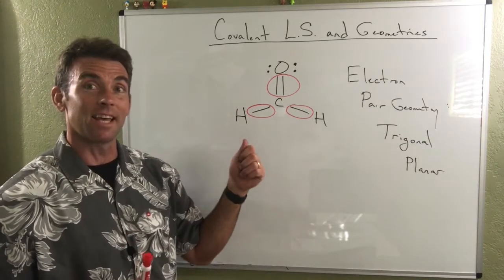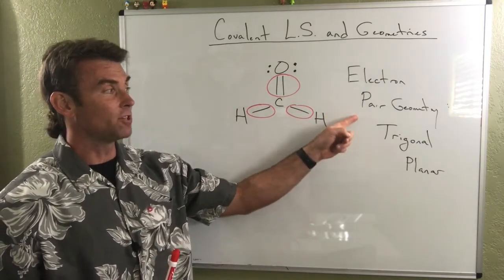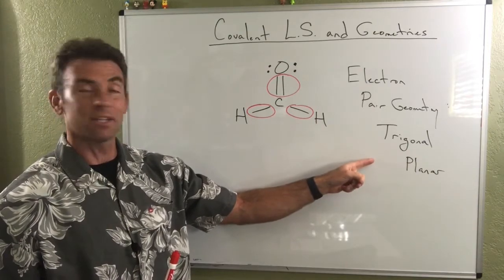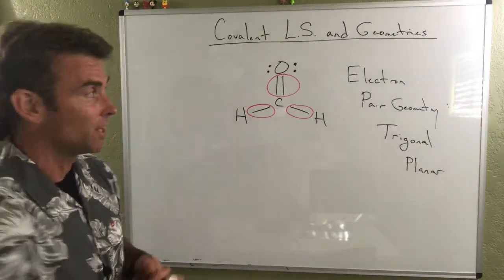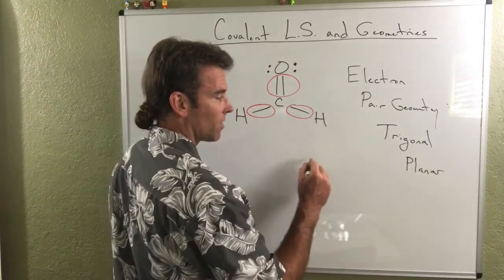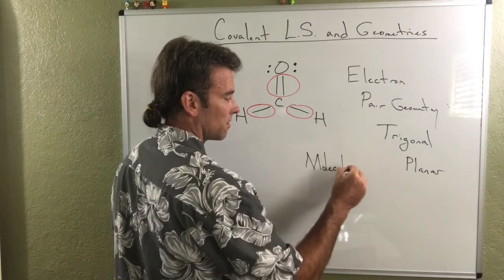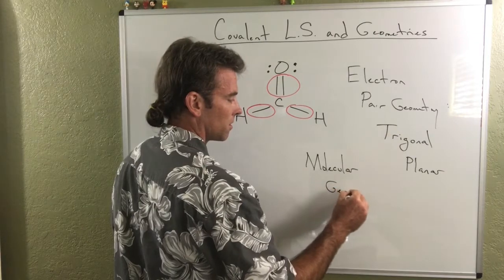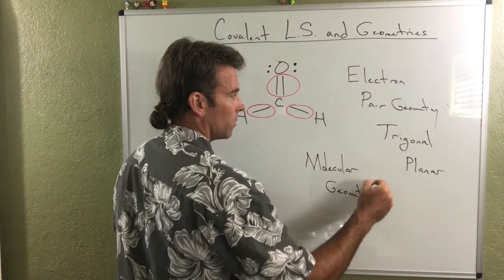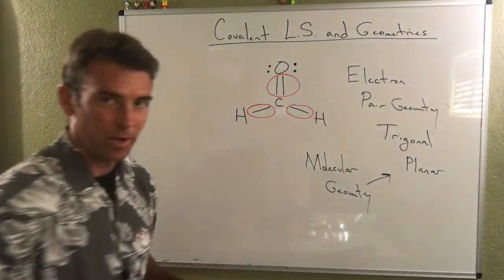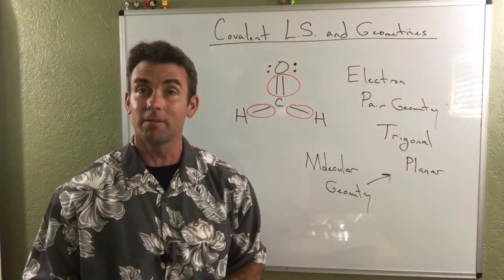So in a case like that, your electron pair geometry will always match your molecular geometry. So it turns out we also have a molecular geometry, which is trigonal planar, right? Trigonal planar all the way around.